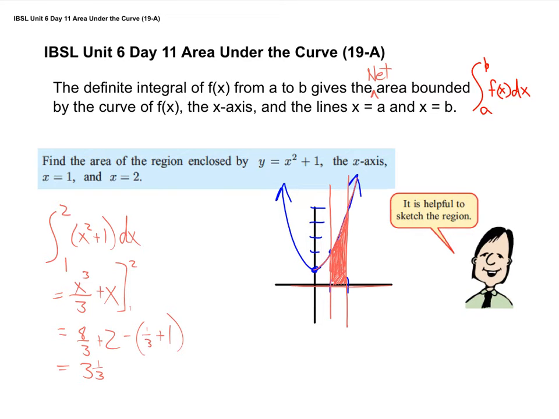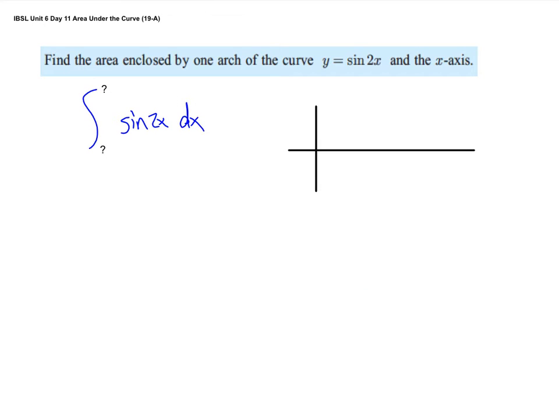Now, another way you might see this is something like this. Find the area enclosed by one arch of the curve y equals sine of 2x and the x-axis. All right, so here we need to apply a little bit of trig because I put the integral from question mark to question mark. When they tell you one arch, you've got to apply your knowledge of trig in order to figure out what the boundaries are that they're talking about.